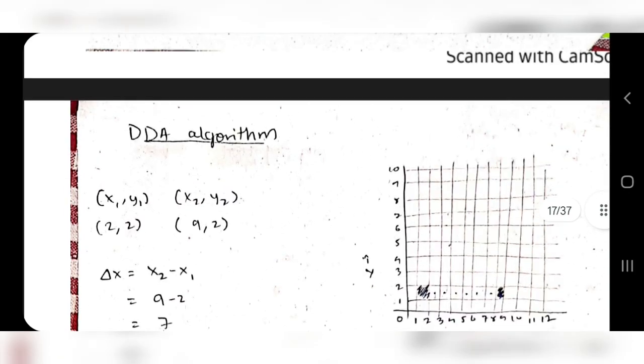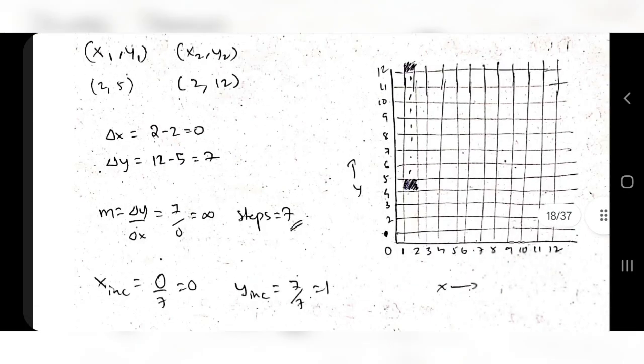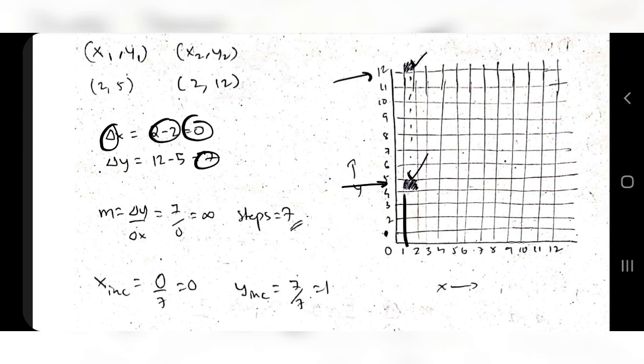So this is for the slope which is less than 1, and what about the slope which is greater than 1? For slope greater than 1, we have the two points x1, y1 and x2, y2, and here the line is a straight vertical line. So here also the same thing will happen. First you find delta x, which is the final value of x minus the initial value. The initial and final values are the same, 2, so delta x is 0. Delta y will be 7, because it's starting from 5 and ending at 12.